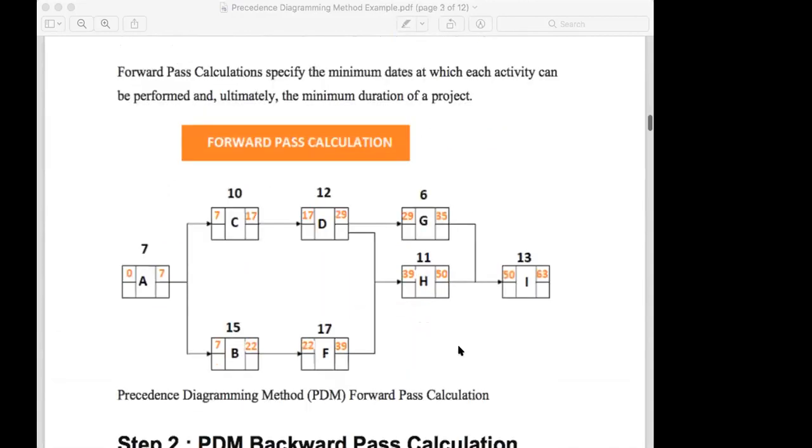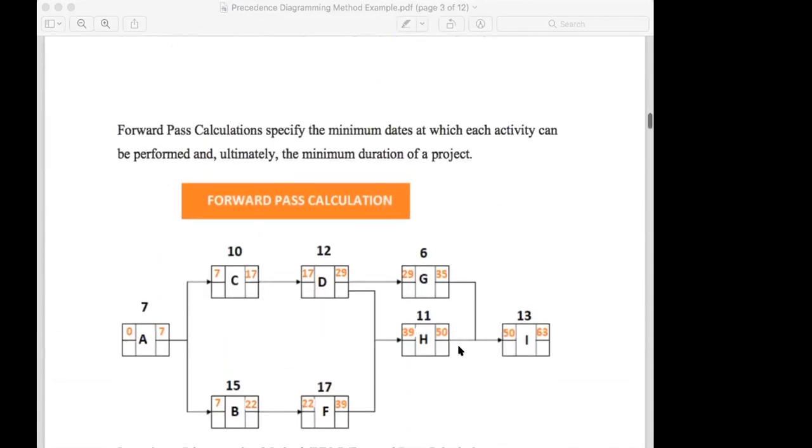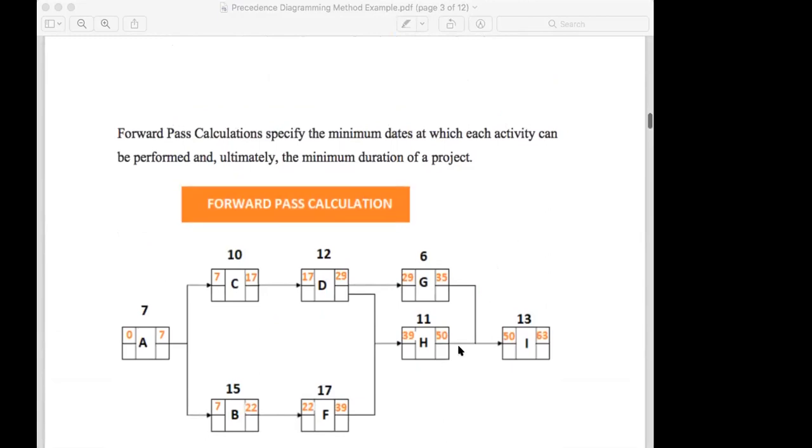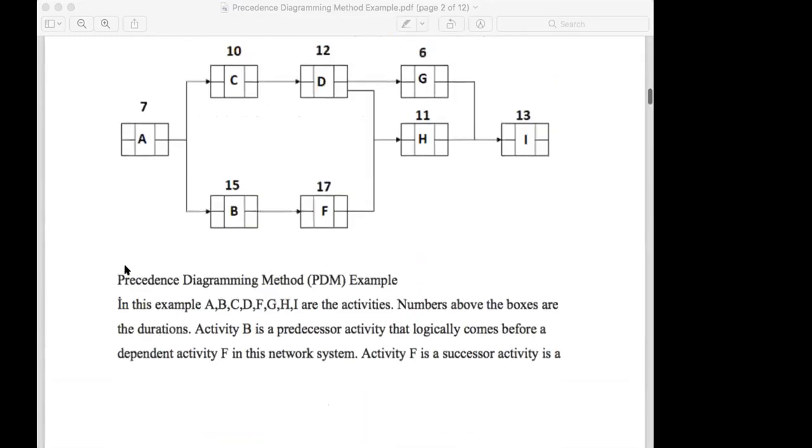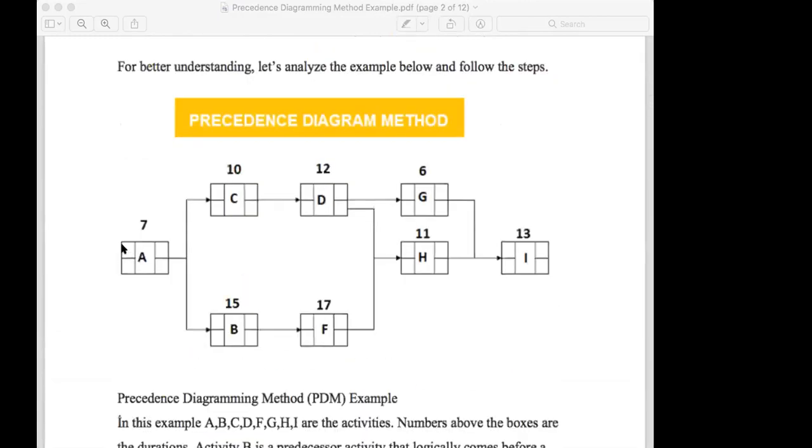What is the forward pass? Now, the same network we are having. So this is the forward pass calculation. You start here, the starting date, you put 0. That's the calendar date, say 0, date starting.